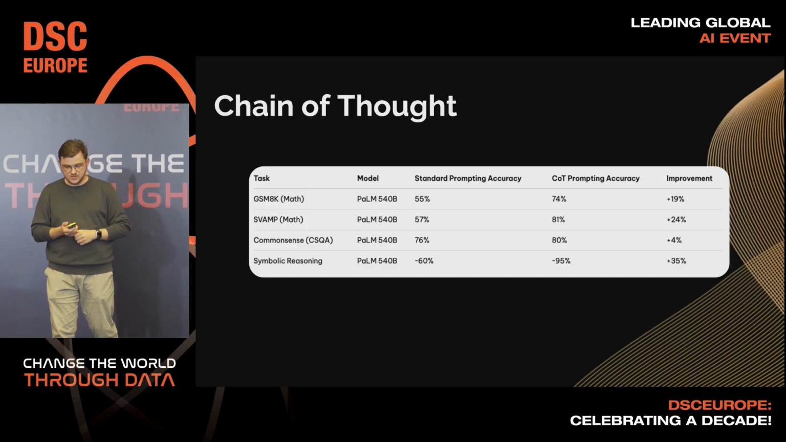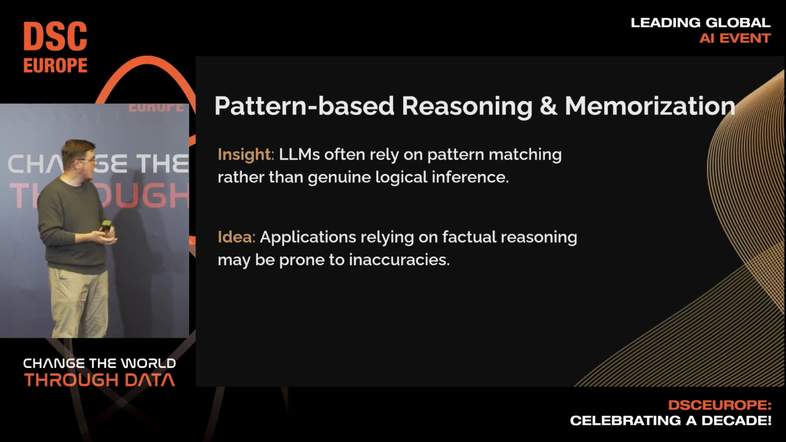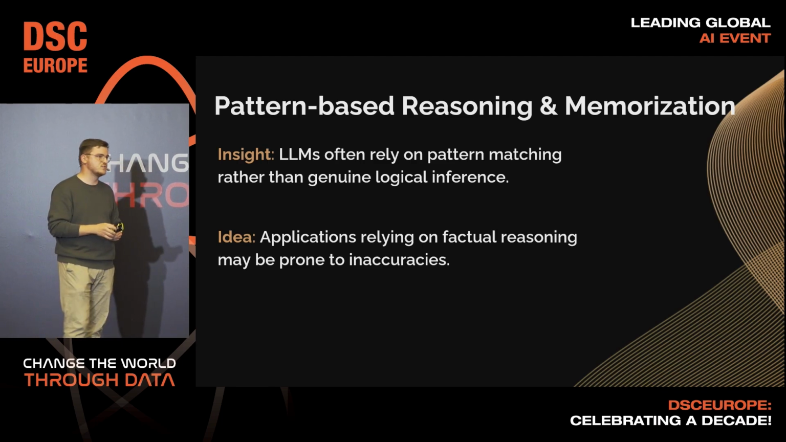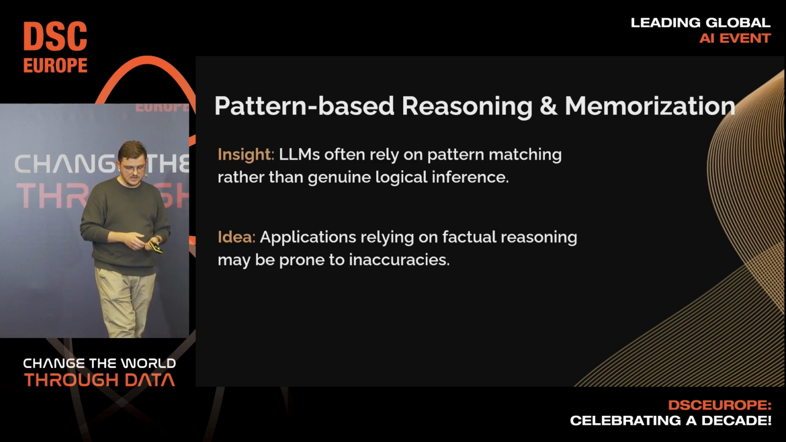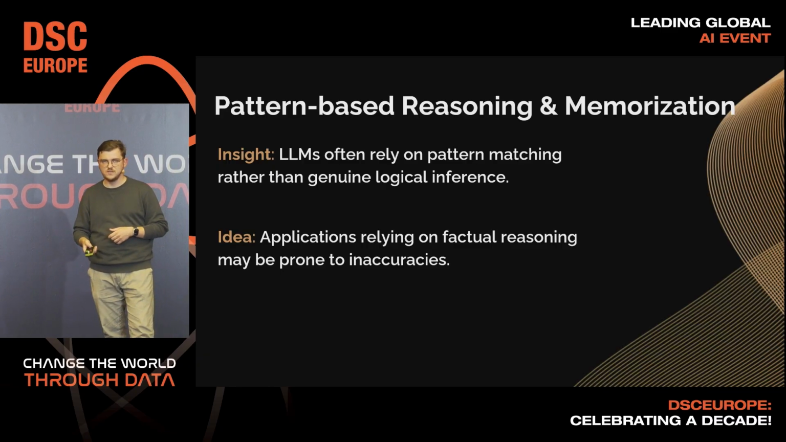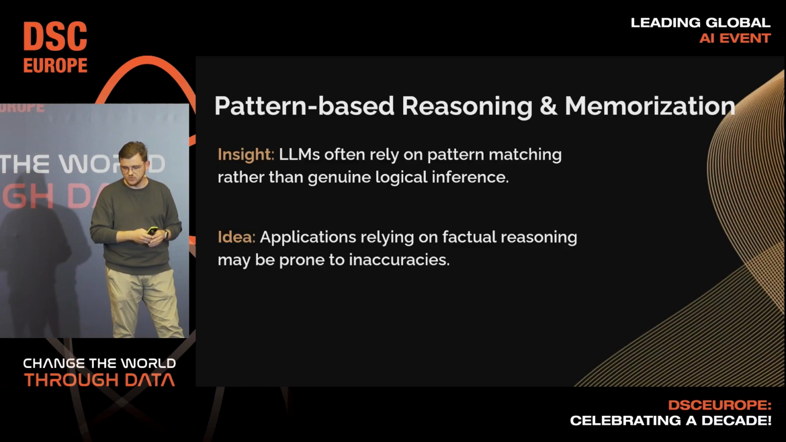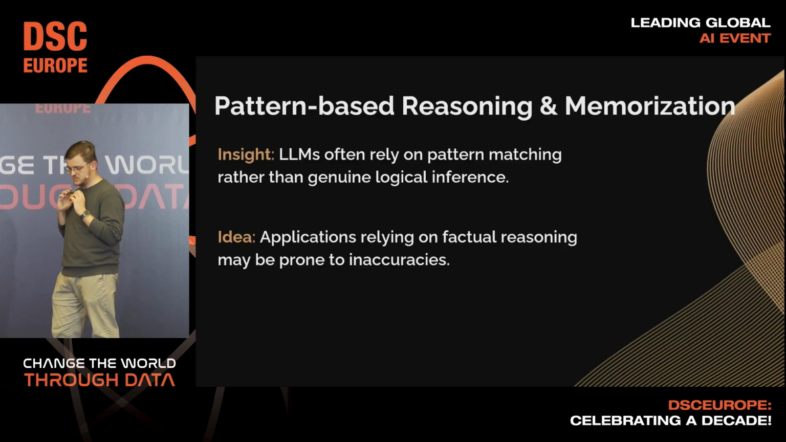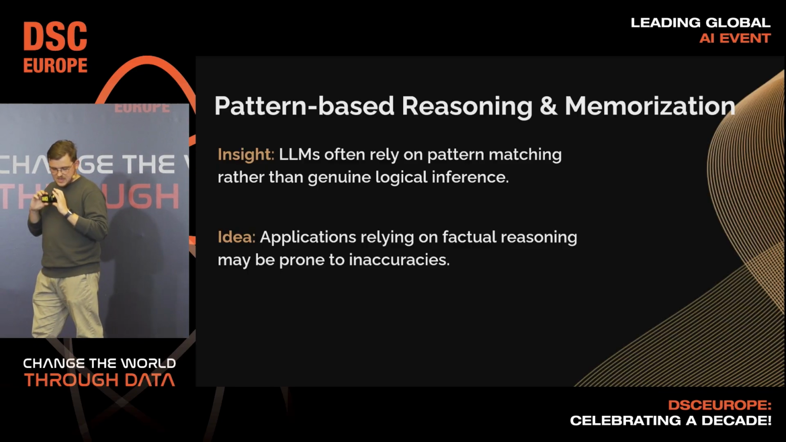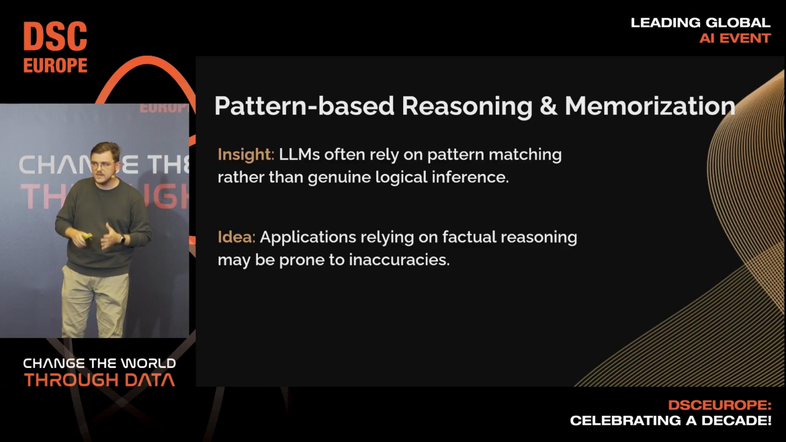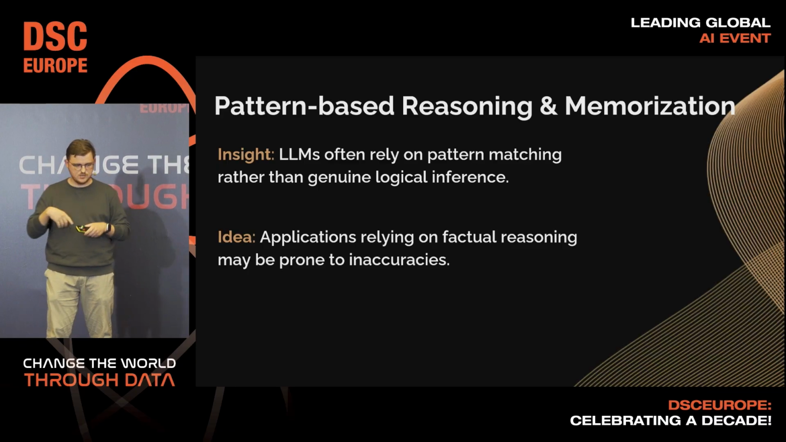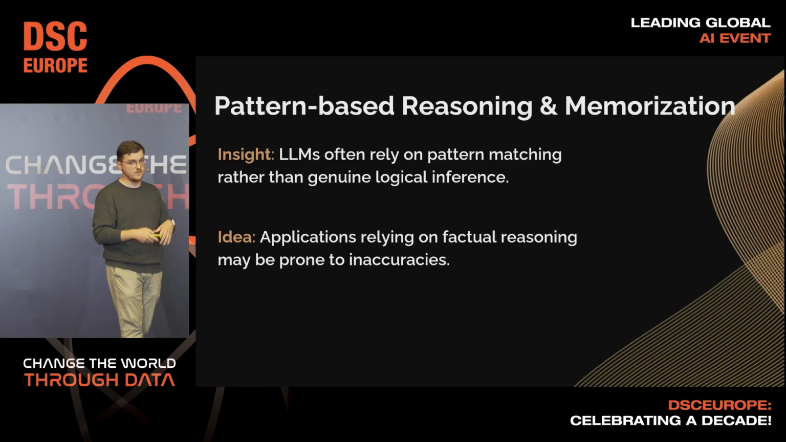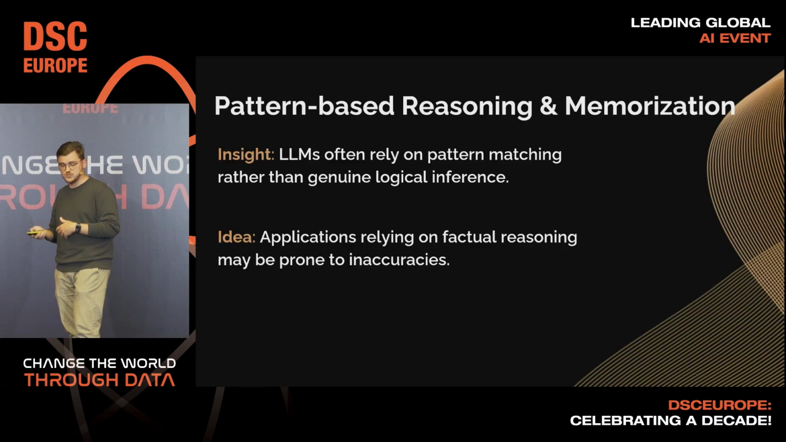So coming to the conclusions, what we can get from the available information about reasoning abilities is that LLMs mostly tend to rely on pattern matching rather than logical inference and reasoning. And using this, we can deploy such applications for scenarios where we have to rely on factual reasoning only with caution, because these models may be prone to inaccuracies.